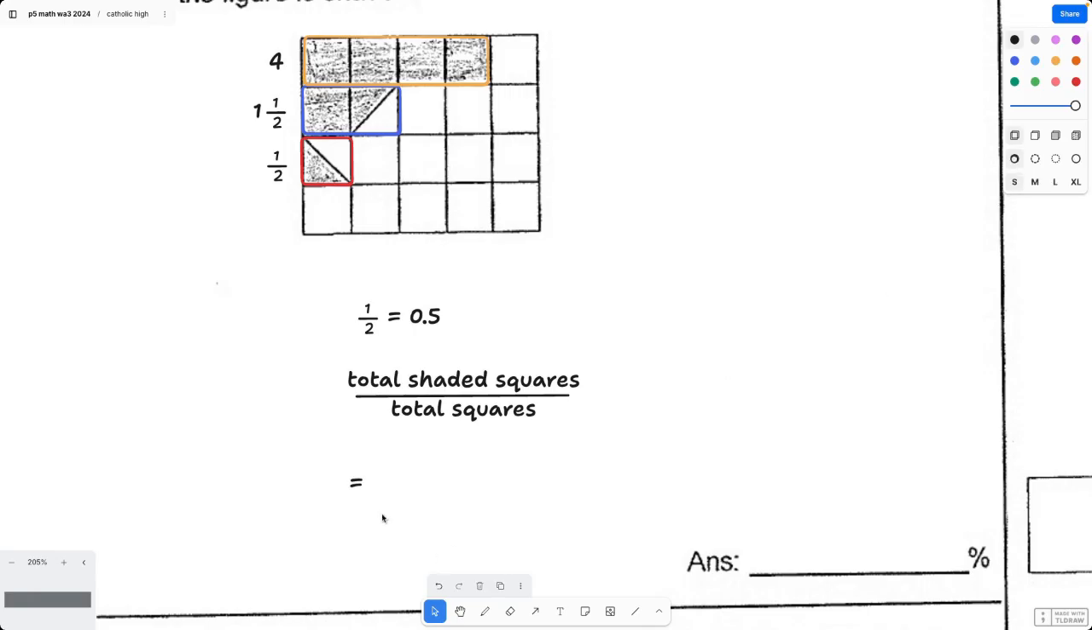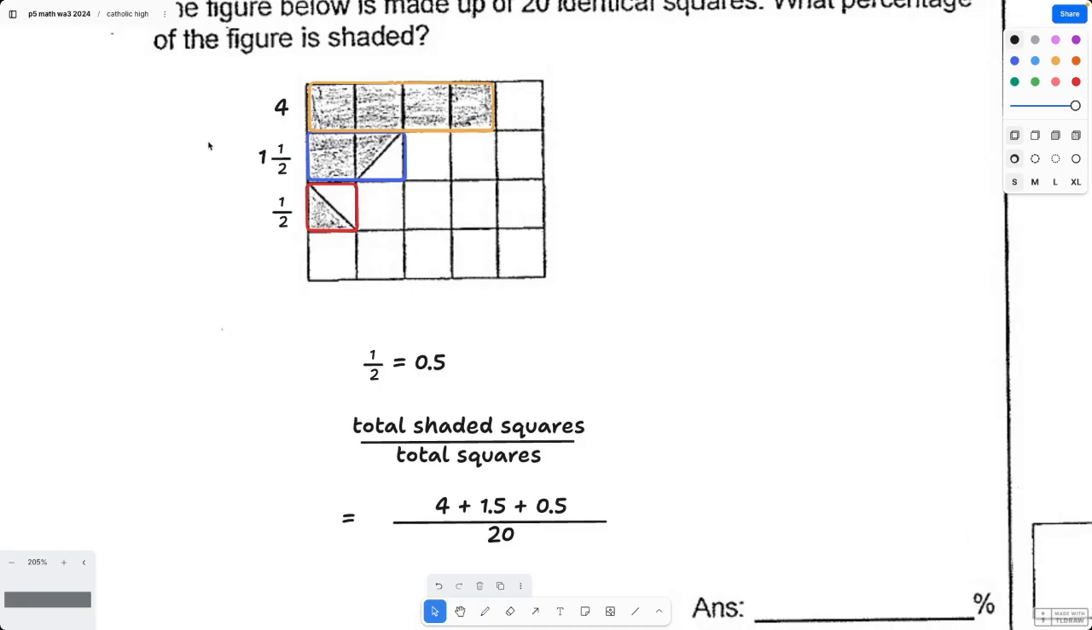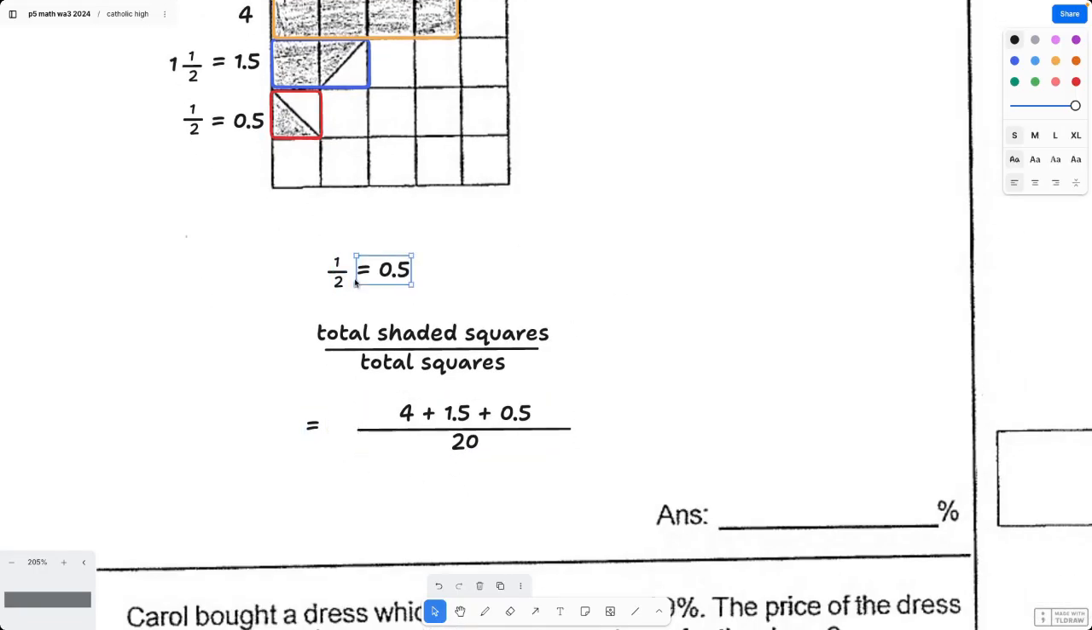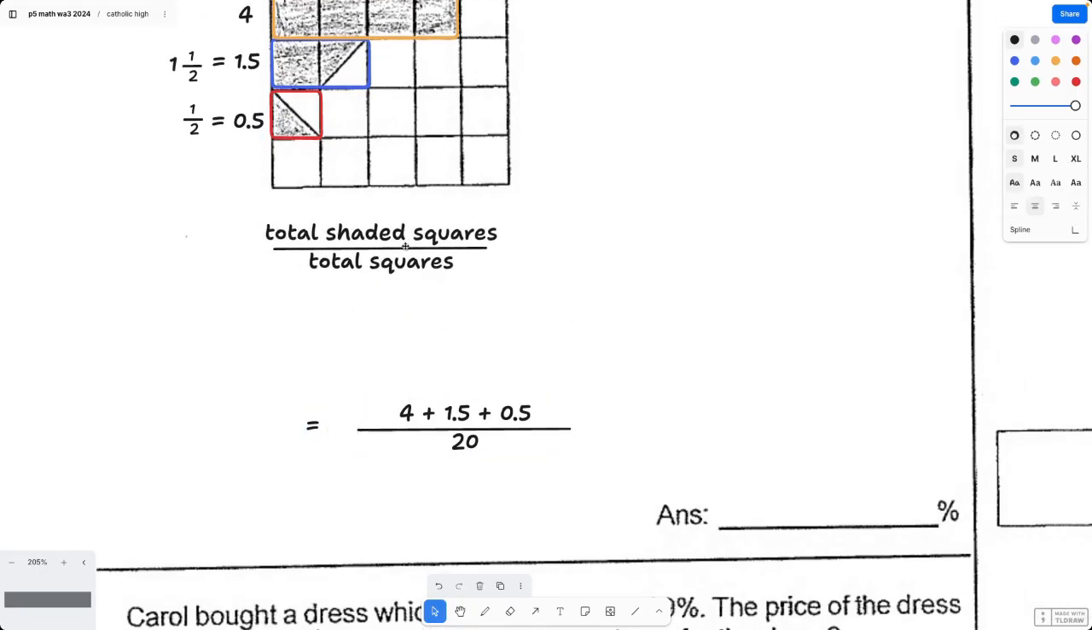I'm gonna put on the left. In this case, let's do this. So total squares, we know that it is 20. And then total shaded squares, we just add all of these up. So this is 4 plus 1.5 plus 0.5. This half is the same as 0.5, and this 1.5 is 1.5. Then I can just remove this first.